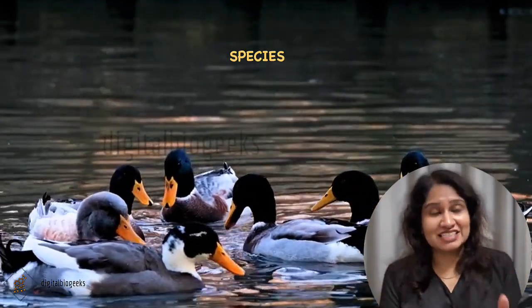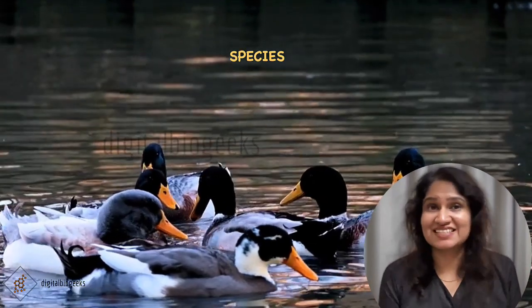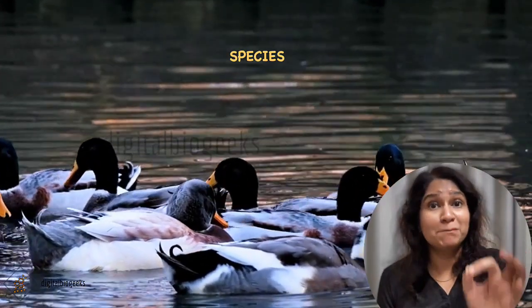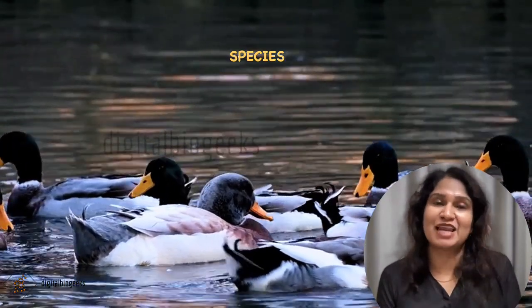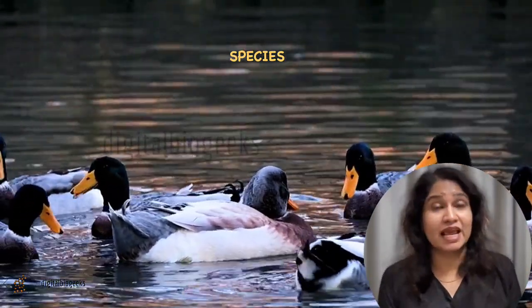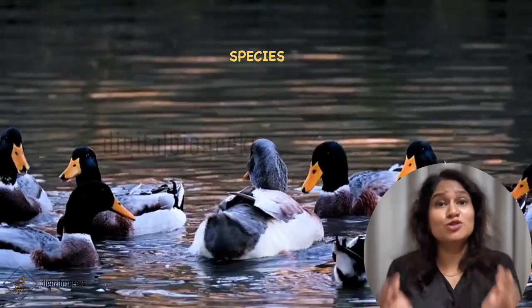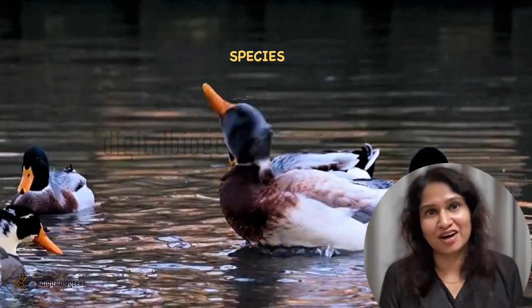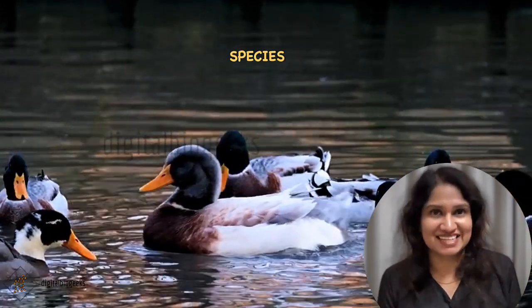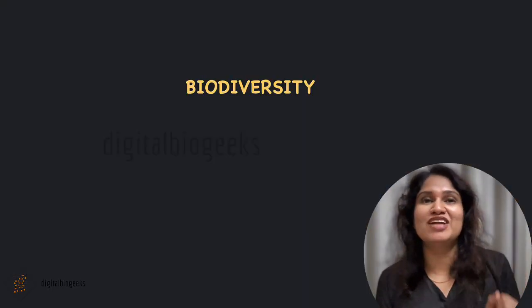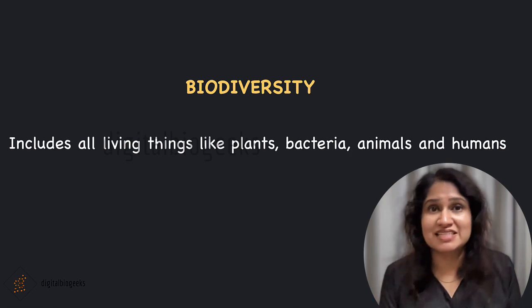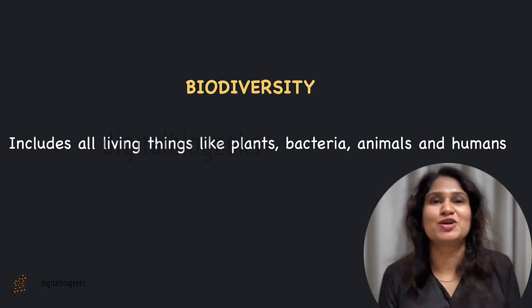According to the National Geographic Society, scientists have estimated that there are about 8.7 million species of plants and animals in existence. However, among them, only 1.2 million species are identified and described so far. Most of them are insects. This is known as biodiversity. Biodiversity includes all the living things like plants, bacteria, animals, and humans.